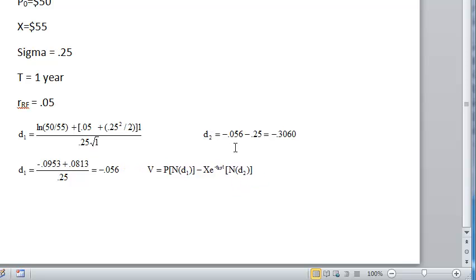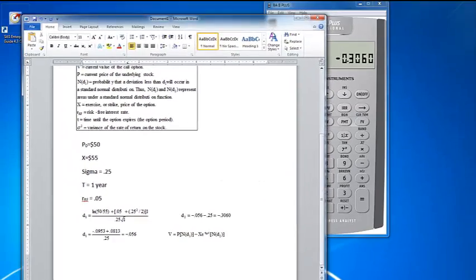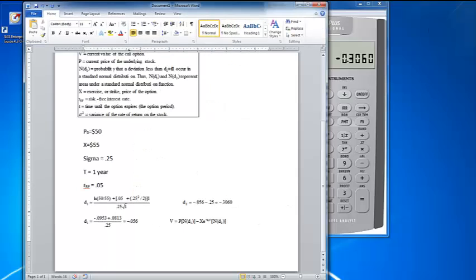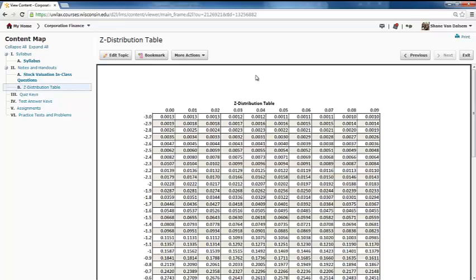To find the values for D1 and D2, we're going to look these up on a z-distribution table. If you're using a computer and you have Excel, you can actually use Excel to find these, but for our purposes in class, we're going to use a z-distribution table. I handed this out in one of the sections of the class today, but not the other. It is out online on D2L.